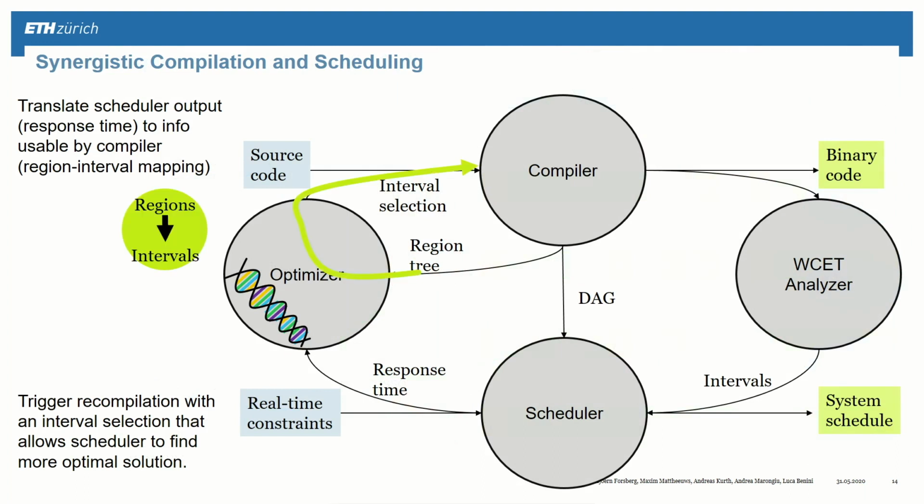So, using this approach, we detranslate the intervals back to regions, make a new selection, passing them to the compiler, and which intervals we pass to the compiler is dependent on which one performs best under scheduling. To evaluate the proposed methodology, we use benchmarks.